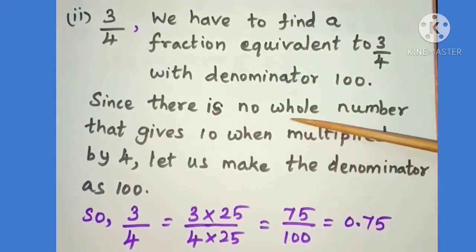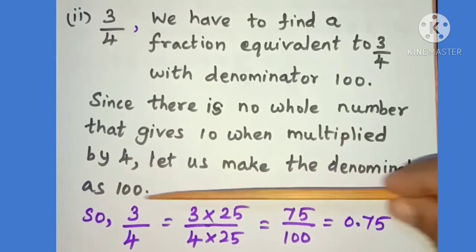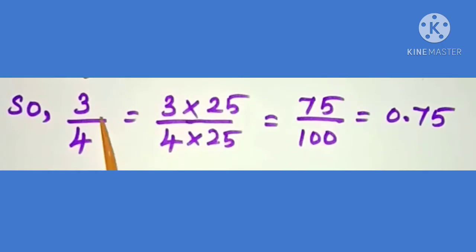100. Since there is no whole number that gives 10 when multiplied by 4, let us make the denominator 100. Students, 3 by 4 is equal to 3 into 25 divided by 4 into 25. So it is very important that when we multiply a number with the denominator, the same number has to be multiplied in the numerator also. So 3 into 25 divided by 4 into 25.